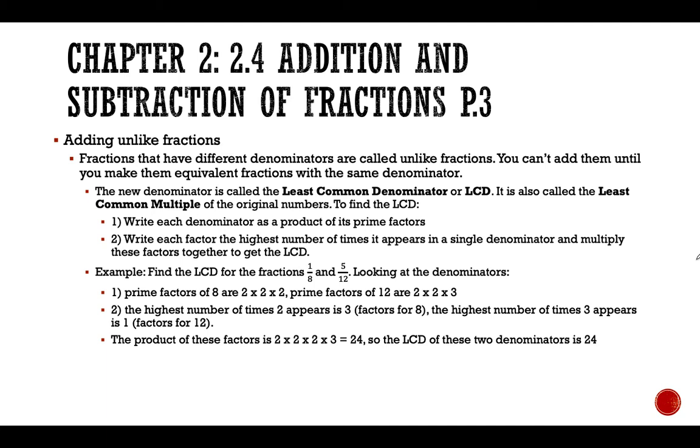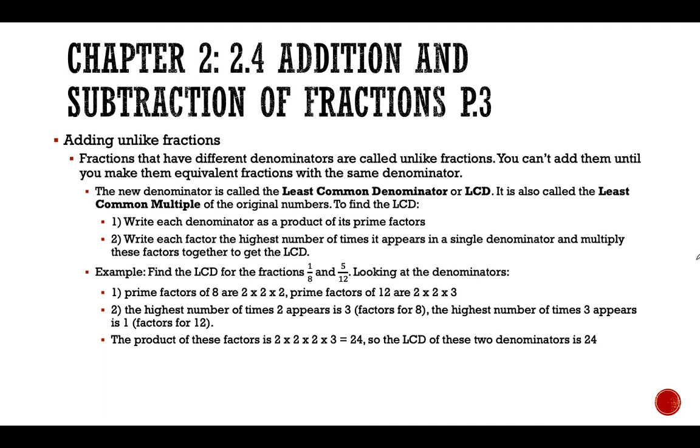To find the LCD, you write each denominator as a product of its prime factors, as we did in Chapter 1. Then write each factor the highest number of times it appears in a single denominator, and then multiply these factors together to get the LCD. So here's an example. Find the LCD for the fractions 1/8 and 5/12.